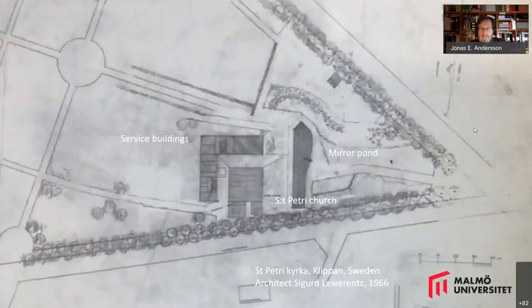And here you can see a plan of the site, where the church is located at the end of a triangular park. And you have these pathways that are either in asphalt or paved with stones which are quite even, so you get a firm and drained surface. And then you have the service building around the church like this, and then you have the church building here. And this is not a building, this is only designed as the mirror pond.